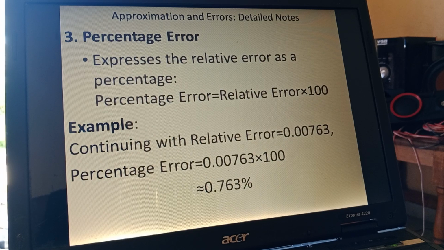Percentage error. Express the relative error as a percentage. So percentage error equals relative error times 100. Example, continuing with the relative error 0.00763, percentage error will be 0.00763 times 100, which is roughly 0.763%.